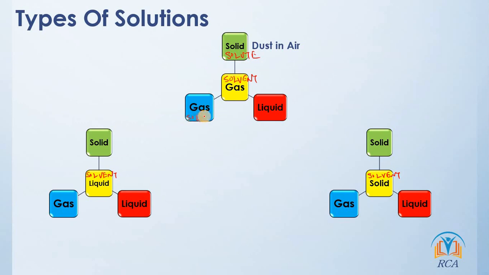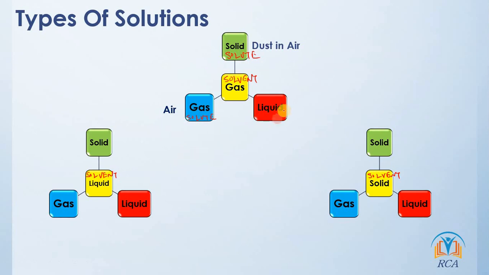Similarly, what about if you have a solute as a gas and a solvent as a gas as well? That means mixture of two gases. Can you give me an example of that? Very common example, air. Air is a mixture of gases where one of the gas can be considered as the solvent and the other can be considered as a solute.